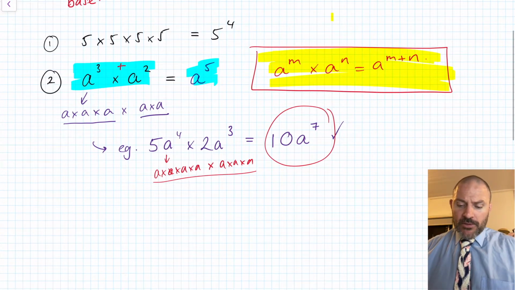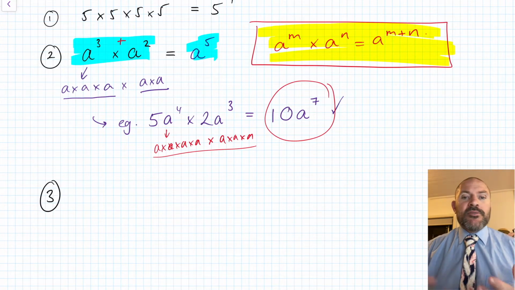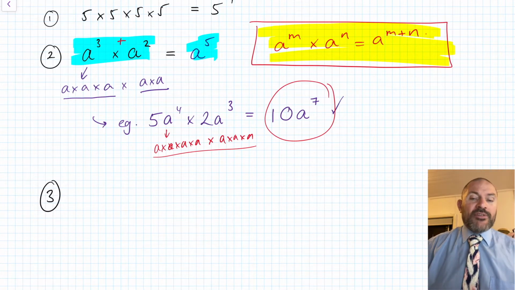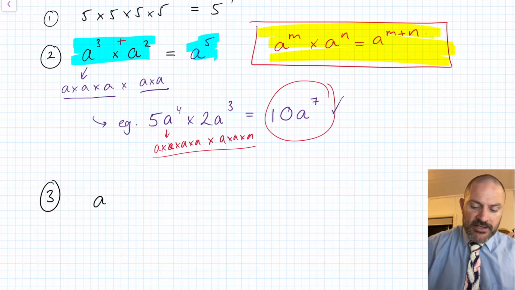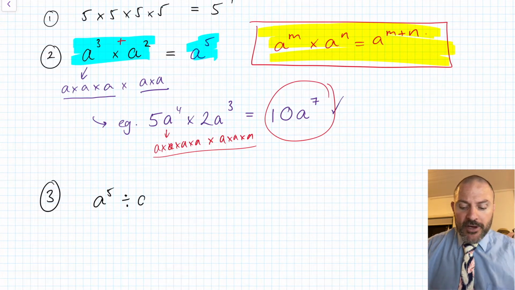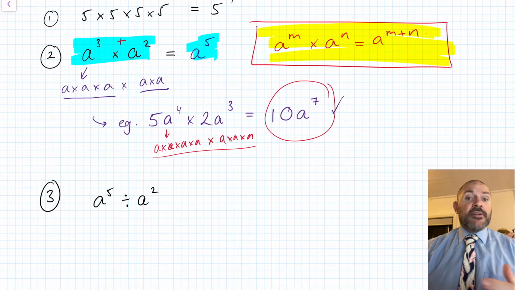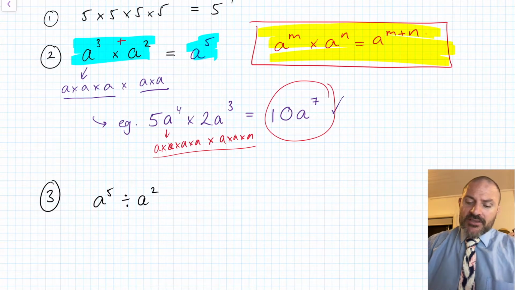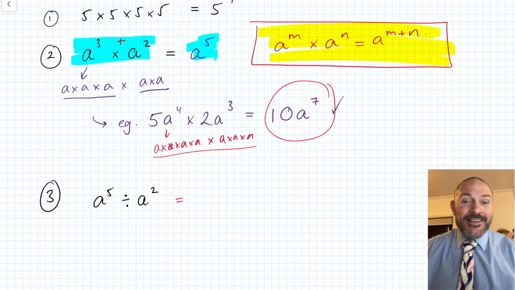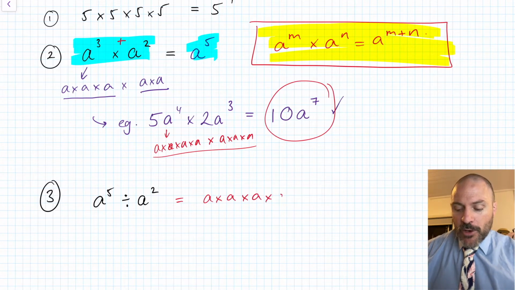Now, the third thing we're going to look at before we get on to some of these questions is what happens when we divide. So for example, a to the 5 divided by a to the 2. What would you do there? There's a couple of different things you might be thinking. First of all, you might be thinking, I'm going to divide the 5 and the 2 and make it 2.5. Doesn't really sound right, does it? Hopefully you might be saying, I know the answer. Awesome if you do. But let's just expand it out like we did in that last question.